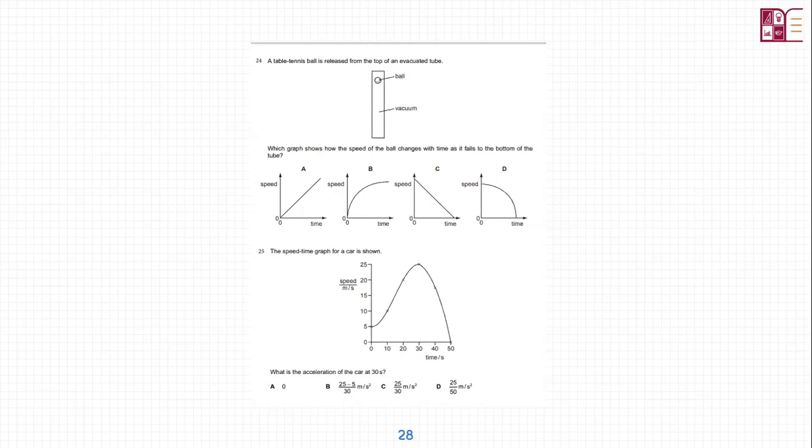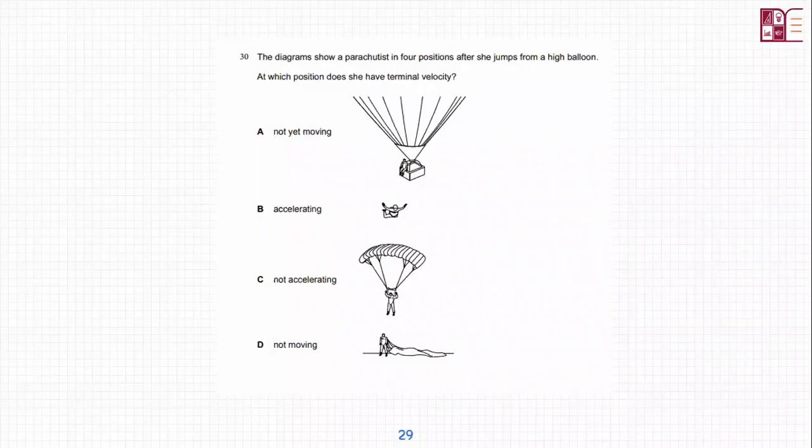it would have been the correct answer for this if they were asking for the first 30 seconds, but it is asking for the instantaneous acceleration of the car at 30 seconds. So as we know that the gradient of the speed time graph is the acceleration, we're going to find out the gradient at 30. When the curve is turning, the gradient is a straight horizontal line as it turns. So 0 is the acceleration. A is the correct answer for 25.